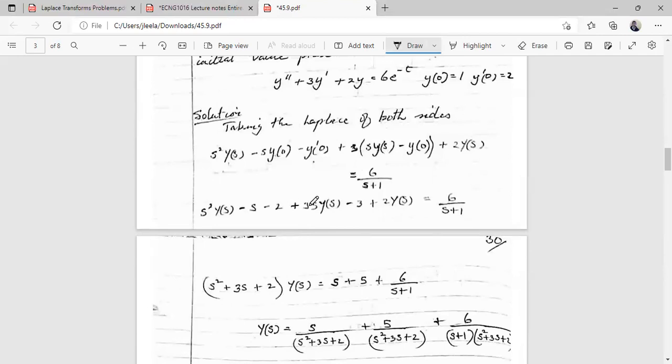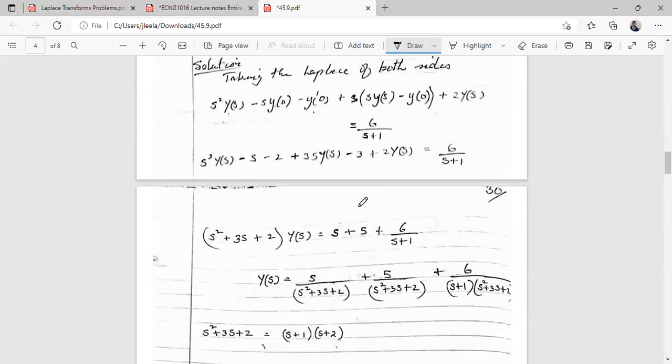And then your y(0) here is 1, so it will be minus 1 times 3, which is minus 3. So we just collect all the terms in Y(s). That will be s squared plus 3s plus 2. And the minus 2 and the minus 3 will be minus 5. And the s, you carry it across, you will have positive s plus 5 plus 6 over s plus 1.